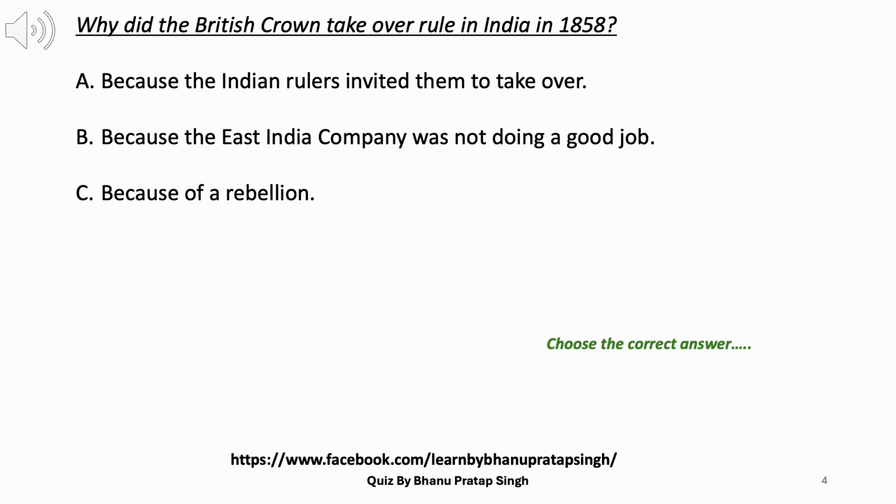4. Why did the British Crown take over rule in India in 1858? A. Because the Indian rulers invited them to take over. B. Because the East India Company was not doing a good job. C. Because of a rebellion. Please think through the answers. Answer: C. Because of a rebellion.